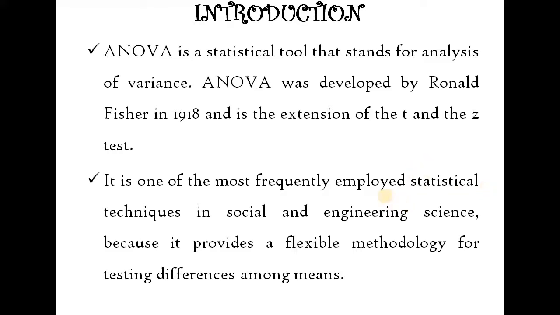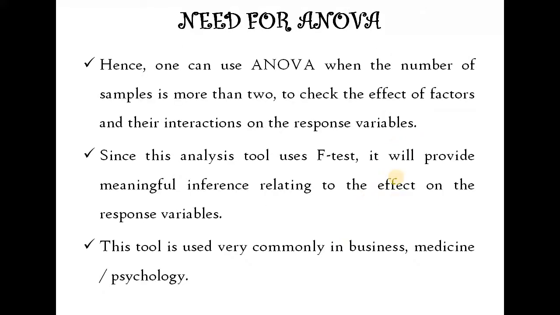It is one of the most frequently employed statistical techniques in social and engineering science because it provides a flexible methodology for testing differences among means. Next, the need for ANOVA. One can use ANOVA when the number of samples is more than 2 to check the effect of factors and the interactions on the response variable.